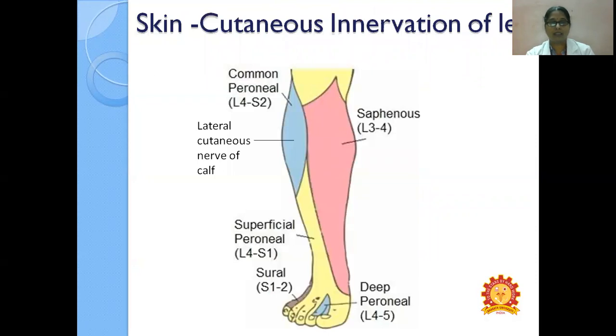Then we move on to the skin, that is about the cutaneous innervations of the leg. The leg is innervated by several nerves. Anteromedially it is by the saphenous nerve. The nerve root is L3, L4. And anterolateral aspect, it is the superficial peroneal nerve, that is the lower part. It also supplies the dorsum of the foot except the first web space, which is supplied by the deep peroneal nerve. And the lateral border of the foot is supplied by the sural nerve. The upper part of the lateral aspect is supplied by the lateral cutaneous nerve of calf. So these are the cutaneous nerves which supply the leg.